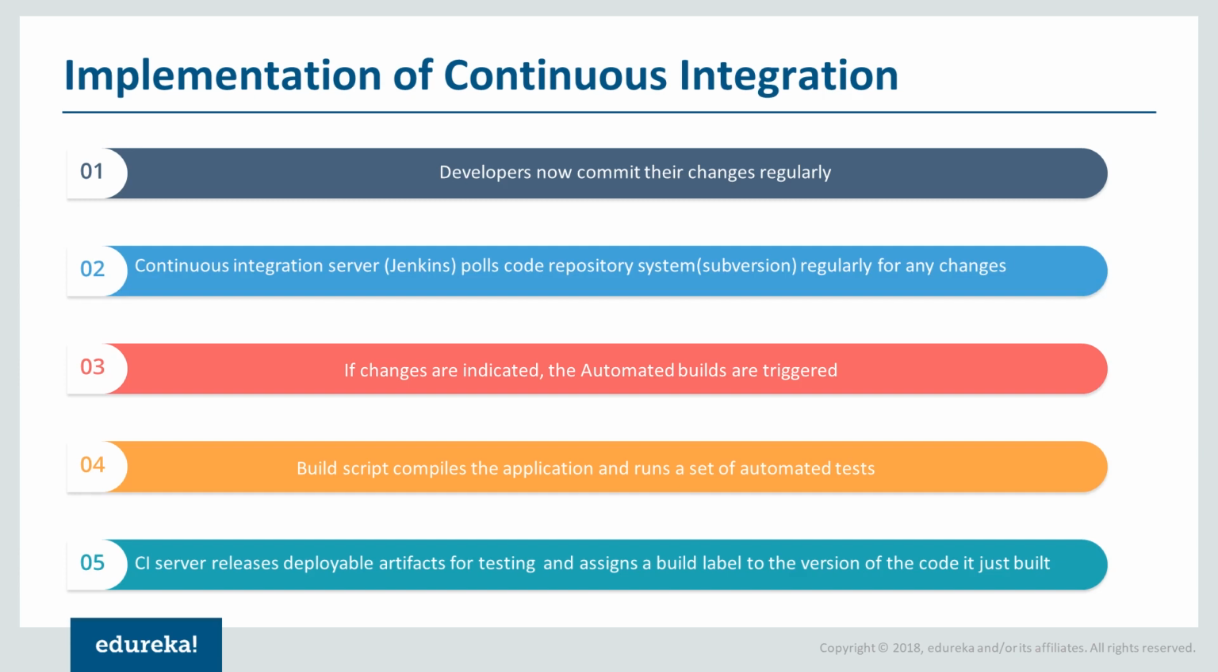So once that is done, the CI server releases deployable artifacts for testing and assigns a build label to the version of the code it just built. So basically this is the one which is a deployable artifact. It will have a build number or build reference number, and this one may or may not go to the actual production machines. That's a different issue altogether. However, it is a deployable artifact. It is deployable code, and it can very much go to the production machines if needed.